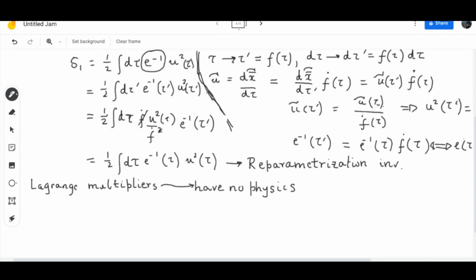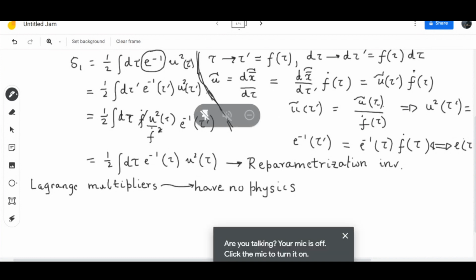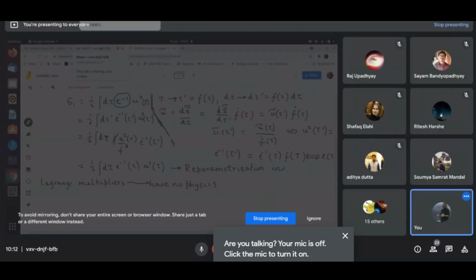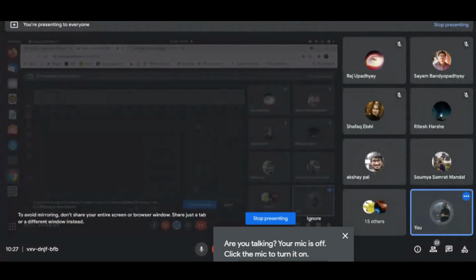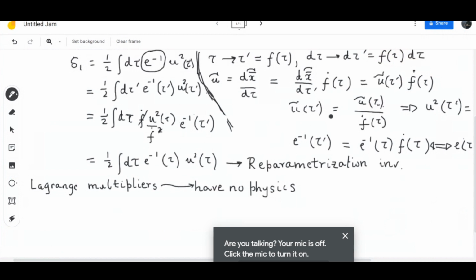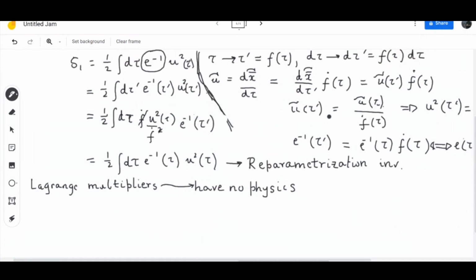Can you hear me? Hello? Yes, sir. Shafaq, can you hear me? Raj? Yes, sir. So is this known to you, right? Rupsha, Lavani, Shohini, all of you will know this, right? Which means that there are no propagating degrees of freedom.